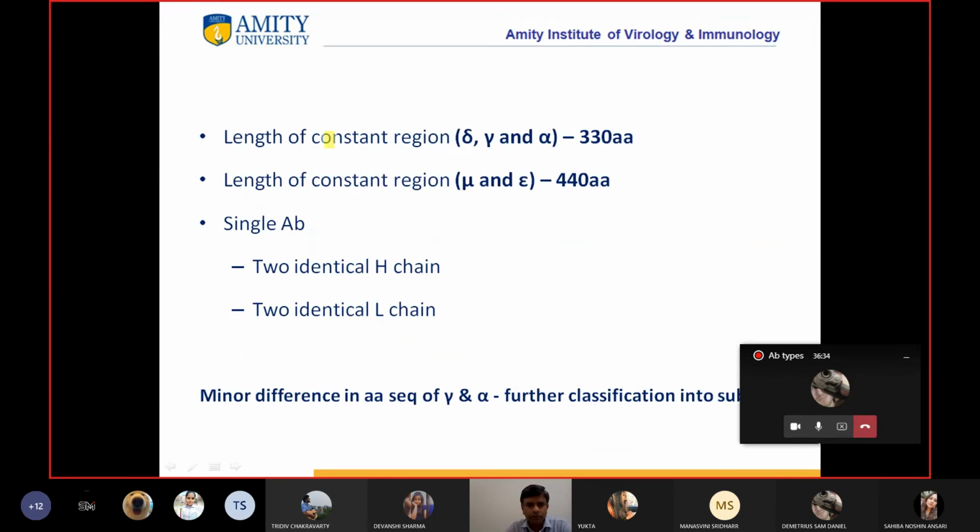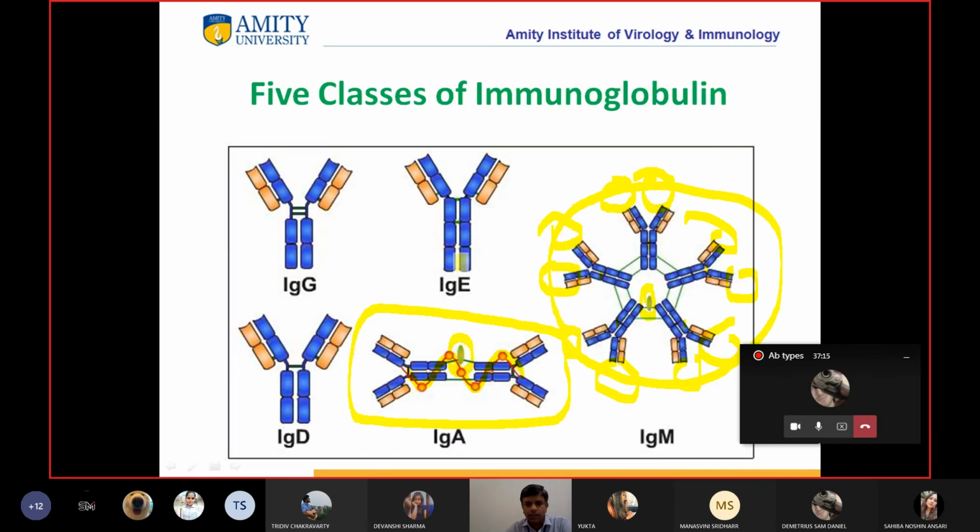So, length of constant region. If you just remember what we just saw, and we also discussed these domains, right? So if you talk about the length of the constant region, it is almost 330 amino acids in delta, gamma and alpha, whereas the length of the constant region in mu and epsilon is 440 amino acids, right? So in IgM and IgE, there is one extra domain. Okay, and you can see here in this picture, IgE has 1, 2, 3, 4. Okay, so only these 4 are part of the constant region because this one is the variable region, right?